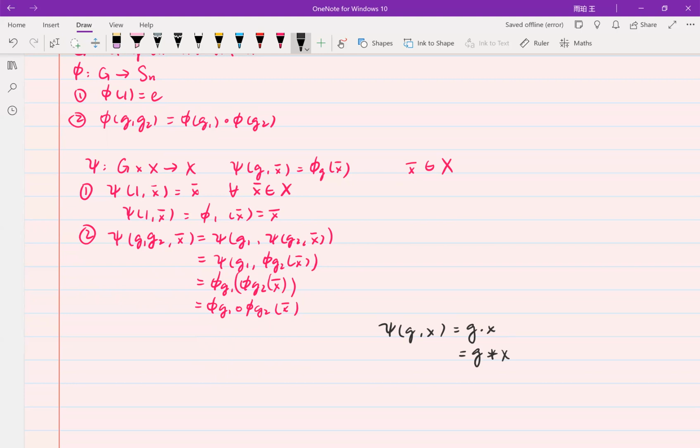For beginners, I would still suggest writing the function out explicitly, because then you wouldn't get confused on which element is in the group and which element is in the set.